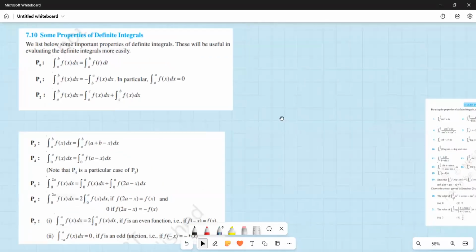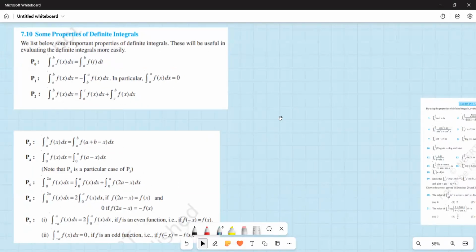Today we are going to do definite integrals. First I'll explain the properties and then I'll attempt the questions.